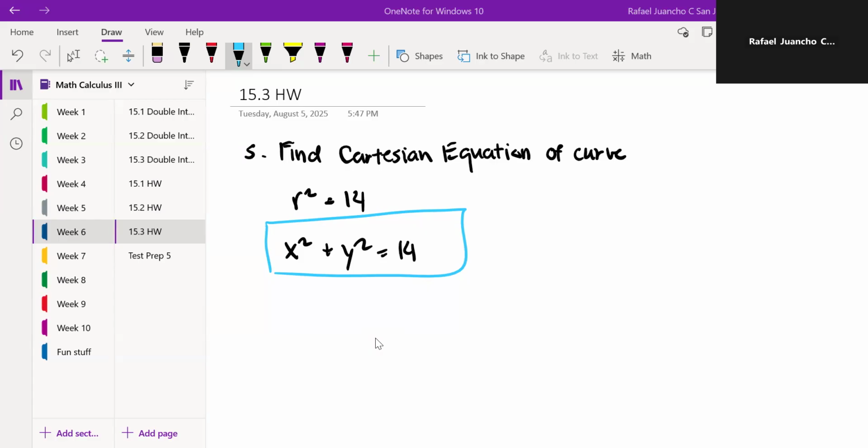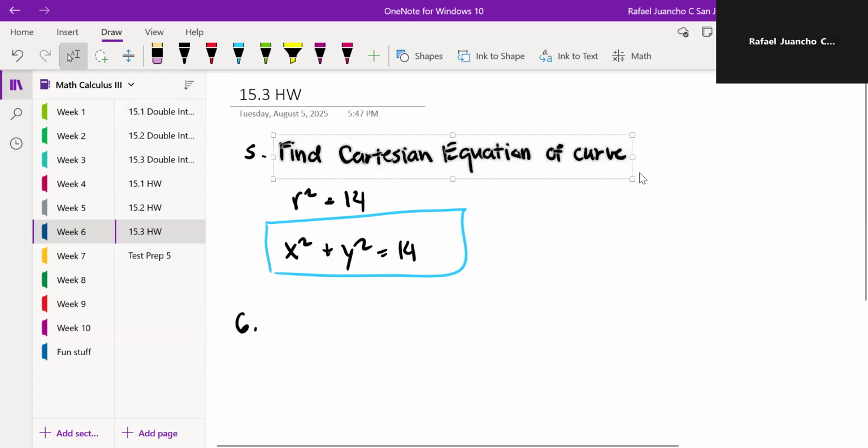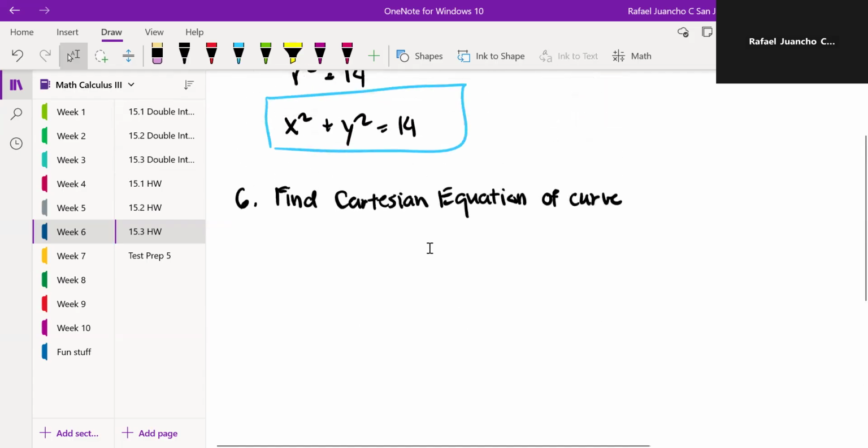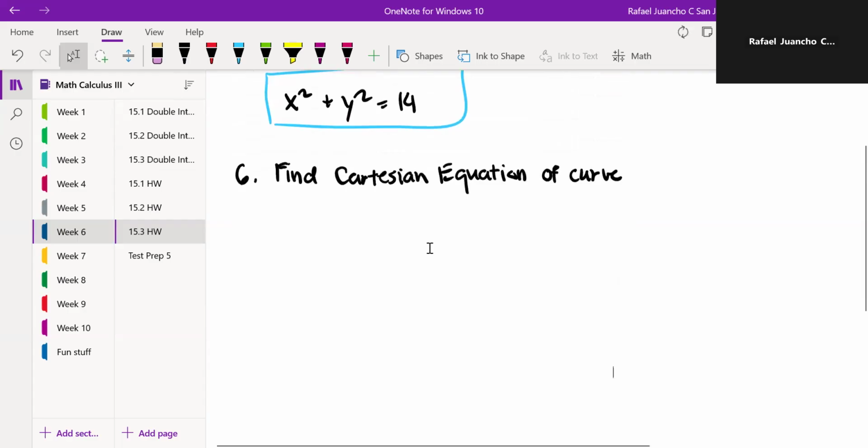Next, let's do another one. So another find the Cartesian equation thing. So this one, we're given r is equal to 5 cosine theta. So what would be a Cartesian equation of that based on what we know?